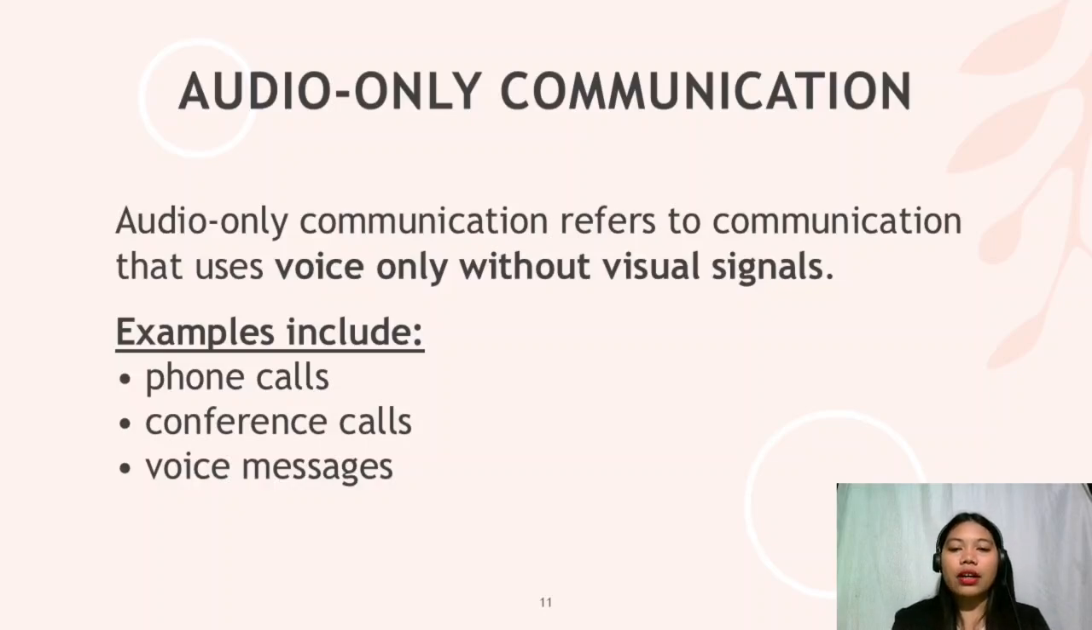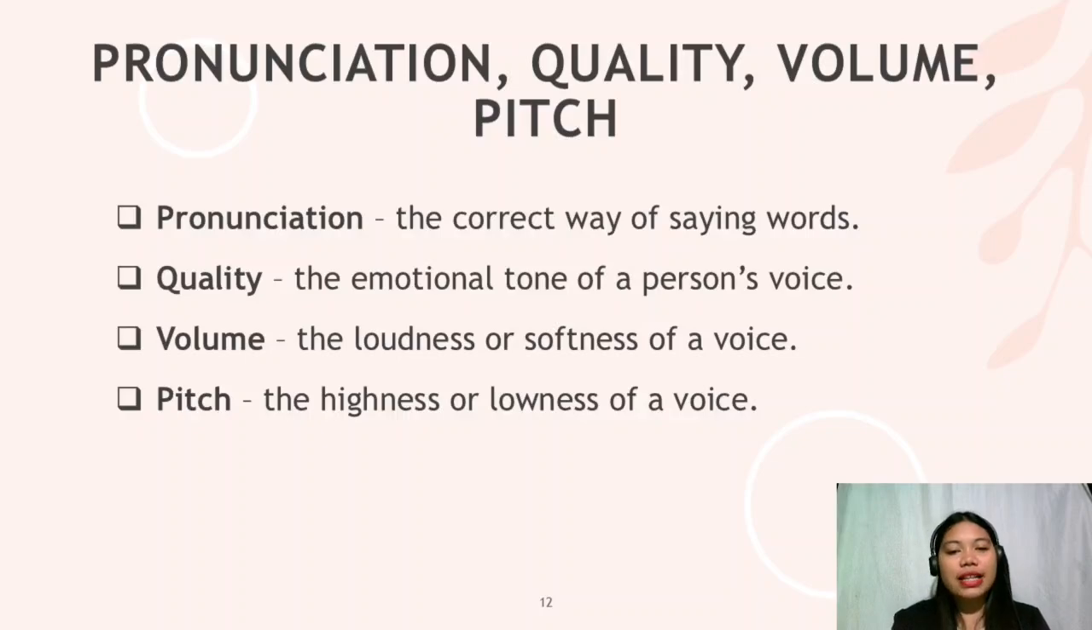Now we have pronunciation, quality, volume, and pitch because they are important. Pronunciation is the correct way of saying words. Quality is the emotional tone of a person's voice. Next, we have volume, the loudness or softness of a voice, and then pitch, the highness or lowness of a voice. These voice elements influence how people interpret spoken communication.